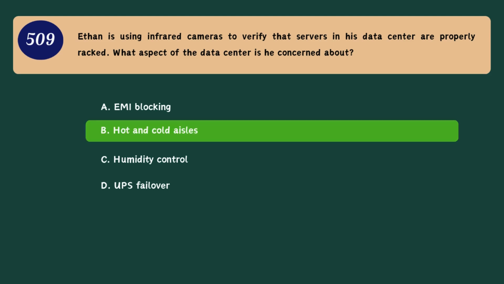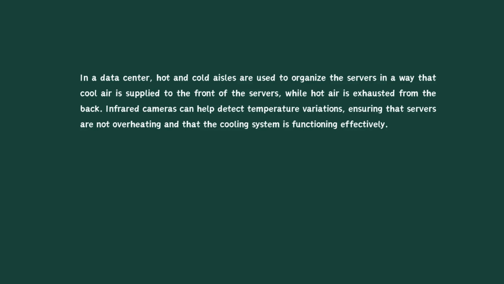Correct answer. B. Hot and cold aisles. In a data center, hot and cold aisles are used to organize the servers in a way that cool air is supplied to the front of the servers, while hot air is exhausted from the back. Infrared cameras can help detect temperature variations, ensuring that servers are not overheating and that the cooling system is functioning effectively.